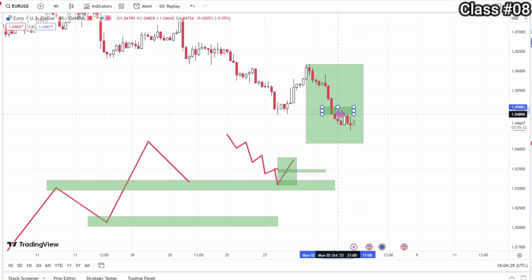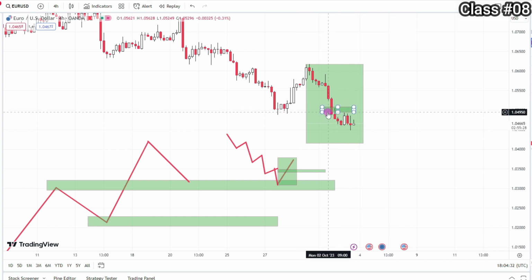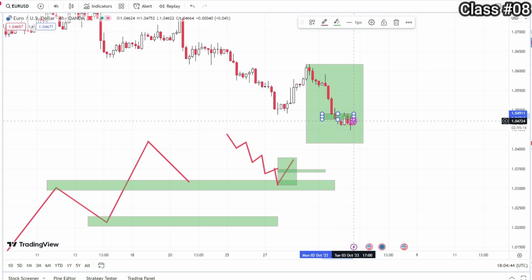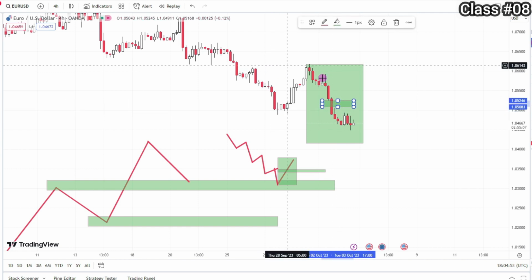If I shift down, you can see that this is not an imbalance zone, because here one body of this candle and a wick of this third candle are present. If I shift down again, in this zone there are a lot of candles and wicks, so this is not an imbalance zone. So an imbalance zone means that when we are studying one wave, only one body of a candle should be present.